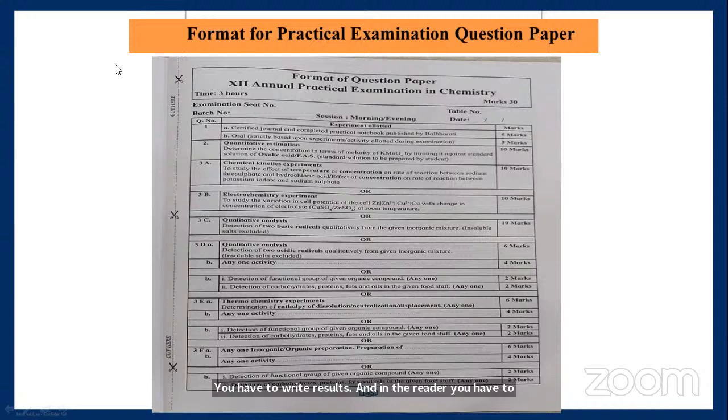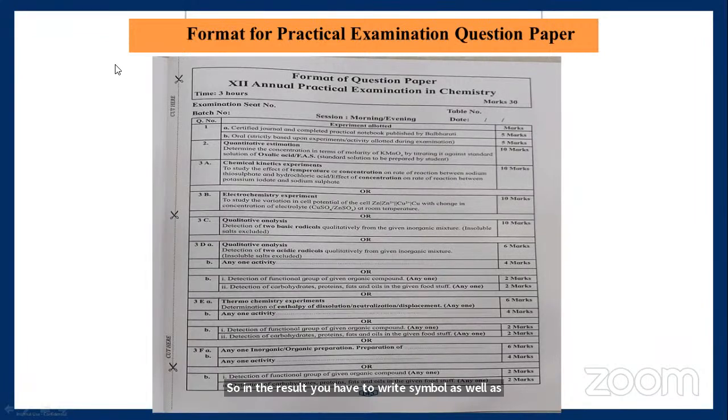For example, NH4 plus, the symbol is NH4 plus, and the name is ammonium. Similarly, for acidic radicals also, you have to write 2 radicals, Cl minus, that is chloride, and SO4 2 minus, that is sulfate. So in the result, you have to write the symbol as well as the name of that radical.